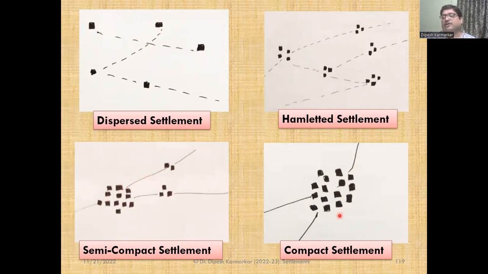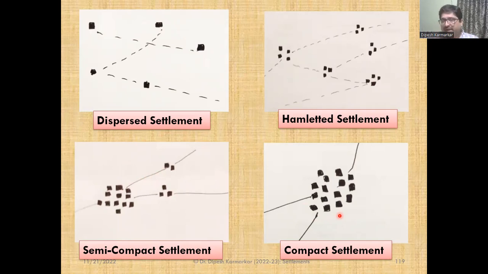And lastly, we find compact settlement, where a settlement grows economically, commercially, demographically, and becomes a large settlement. In a compact settlement, we find that the spacing or the distance between and among settlements considerably reduces.